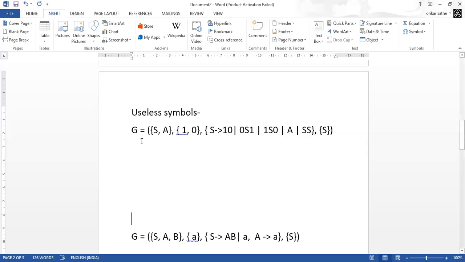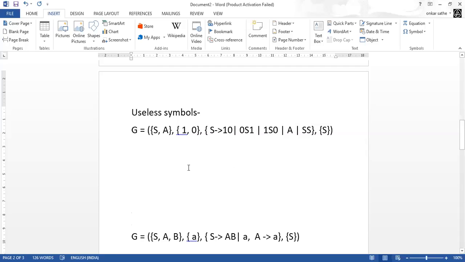Now consider the grammar G equal to {S, A} as the set of non-terminals, {1, 0} the set of terminal symbols, and the set of productions are S gives 10, 0S1, 1S0, A and SS, where S is the start symbol. Now from this grammar we have to find out the useless symbol. A symbol is useless if it will not derive any kind of string. Let us check the first production, S gives 10. The string 10 is a string of terminals. 0S1, again it will be derivable. 1S0, again it will be derivable.